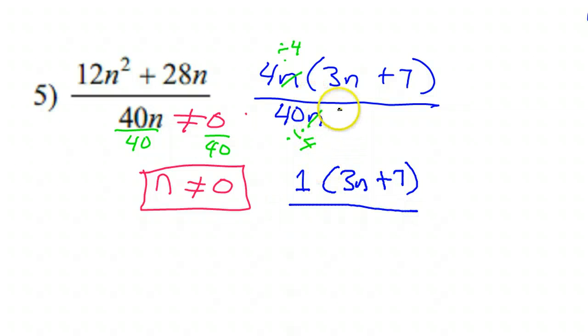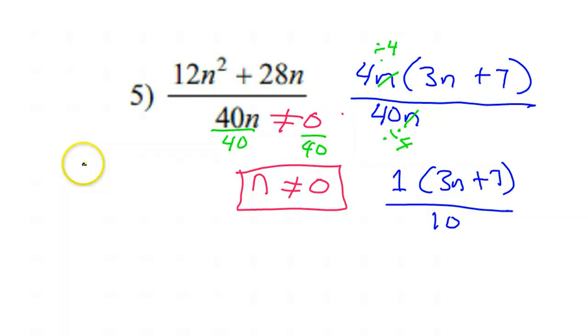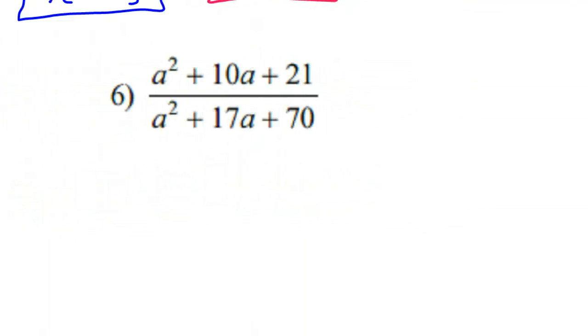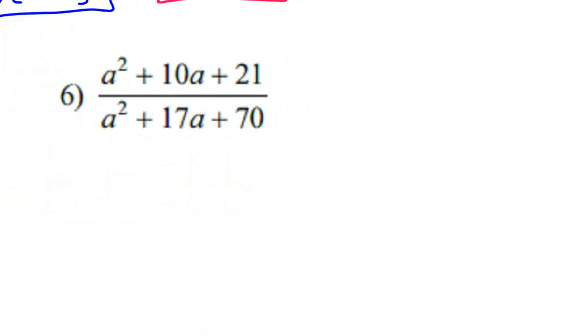Okay, the n's are gone now. 40 divided by 4 is 10. So I really don't need the 1 in the front though. So I'm just going to have 3n plus 7 over 10. So this is the simplified version, and this is the excluded value. So that's number 5. How about number 6?